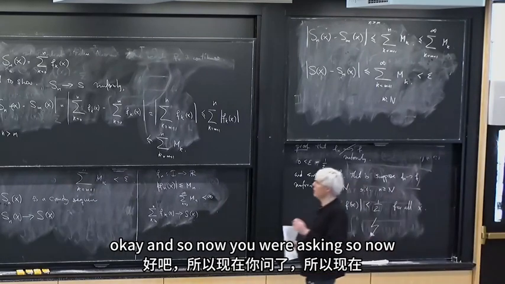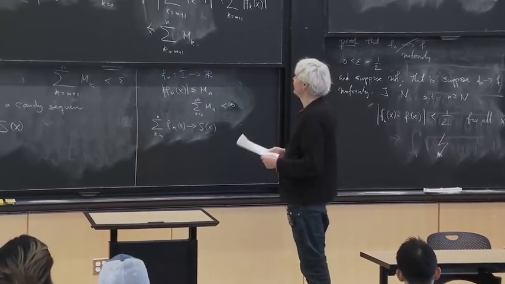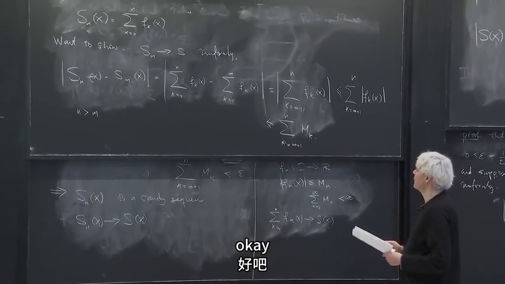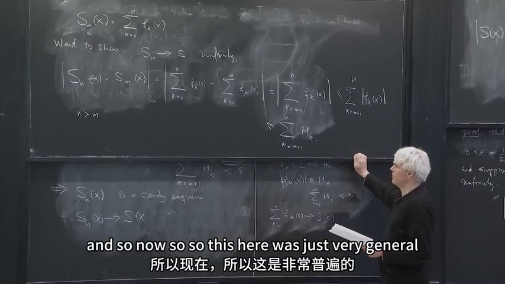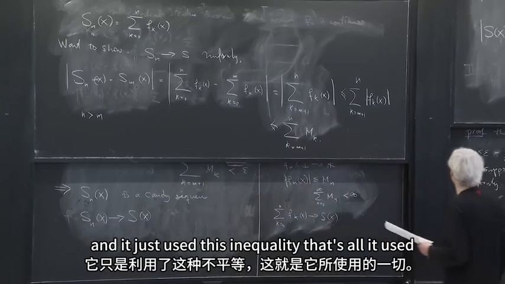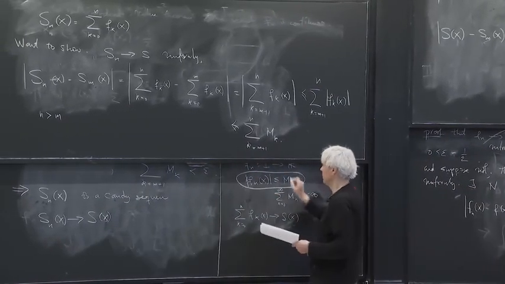Okay? And so now you were asking, we got the sum of Mk's, but how do we just set it to be less than epsilon? That's right. So this here was very general, and it just used this inequality. That's all it used, right?